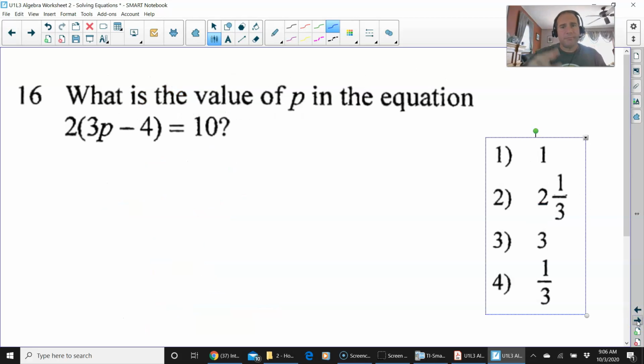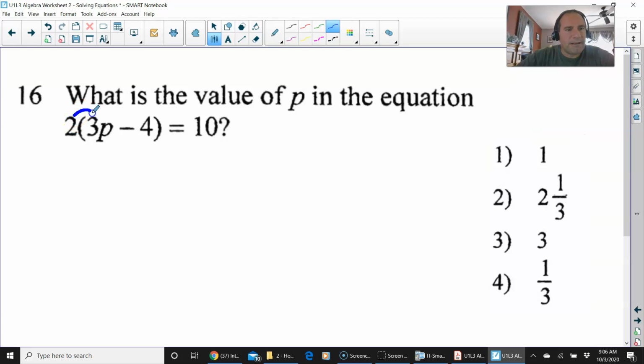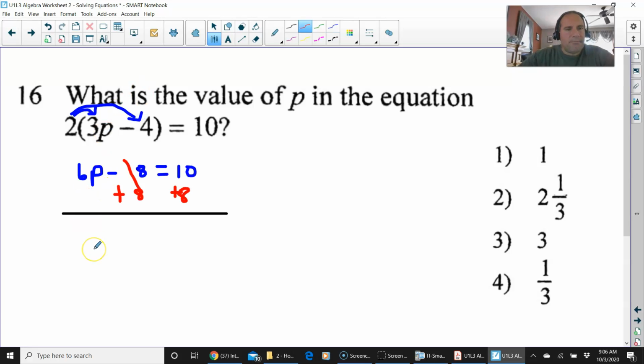You could do that problem, you could do pretty much any problem. So now we have the distributive property here again. You're distributing that 2 across. So we have 6p minus 8 equals 10. After you do the distributive property, you add 8 on both sides. You get 6p equals 18. And then you know that that is a single step equation, and you're dividing by 6, the number that is next to the variable, and you get p equals 3.